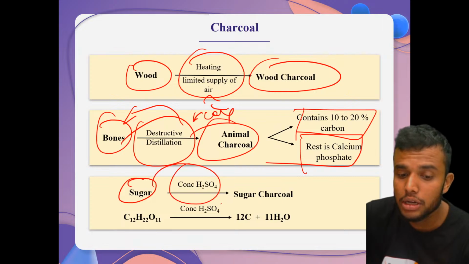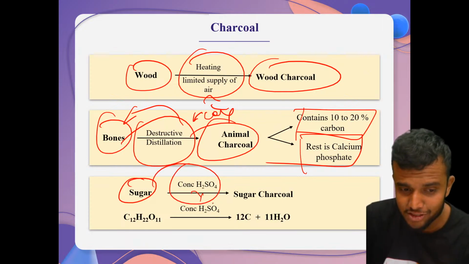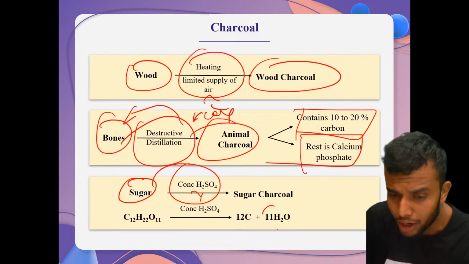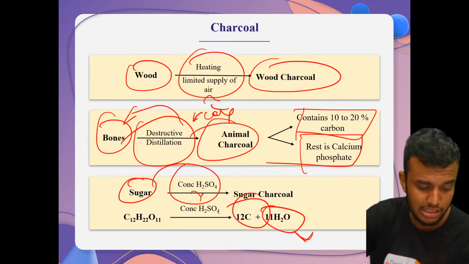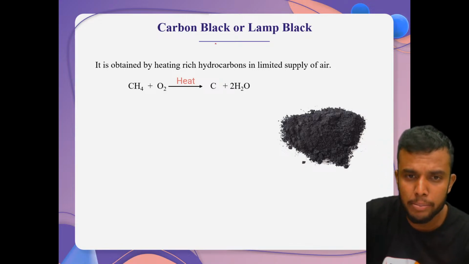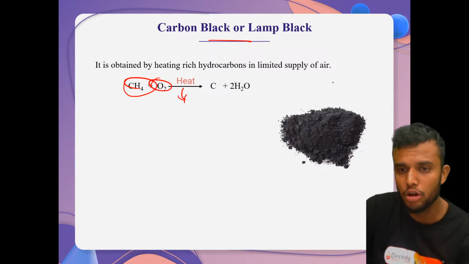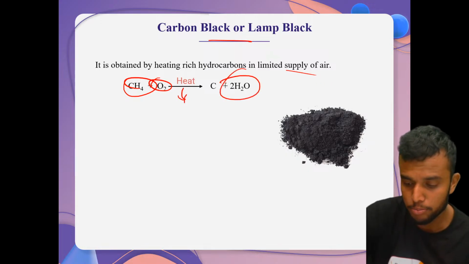Sugar is heated using concentrated H2SO4. It acts as a dehydrating agent, we already know. Then what happens? Water molecules are released and we obtain sugar charcoal. Then how is carbon black obtained? Methane is heated in a limited supply of air, and we obtain this one.